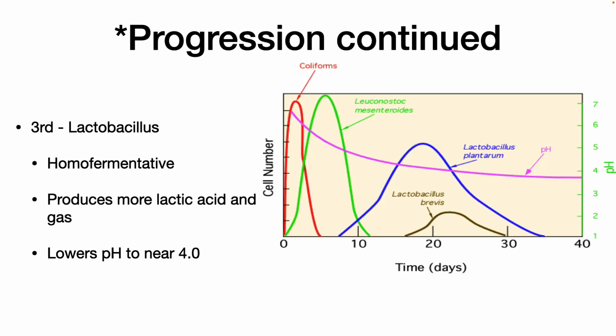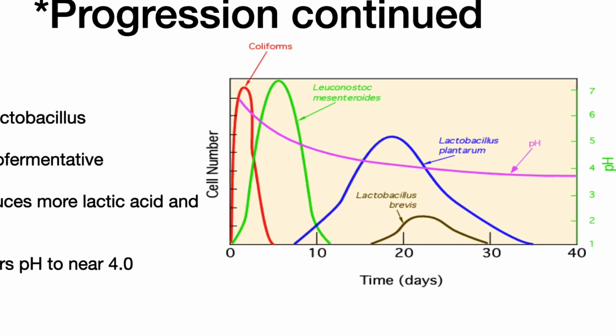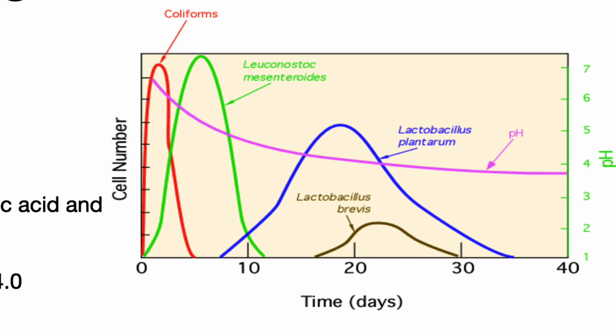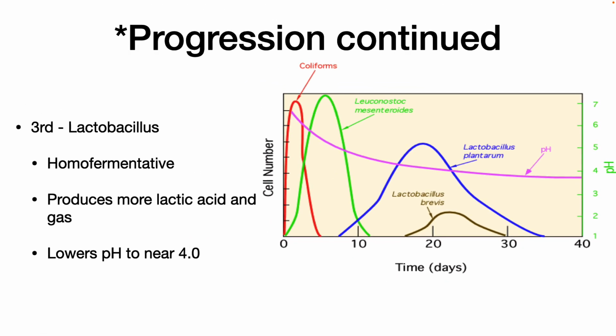At this point, the third stage of fermentation is carried out by homofermentative lactobacillus, which produce more lactic acid and drop the pH to 4. At this pH, nothing can grow, and the high acid concentration has a preservative effect. You can see in this figure the progression of fermentation in this kimchi or cabbage product. Now, the actual time it takes varies depending on the recipe and the time frame, but the progression is the same. Coliforms, leuconostoc, then lactobacillus.